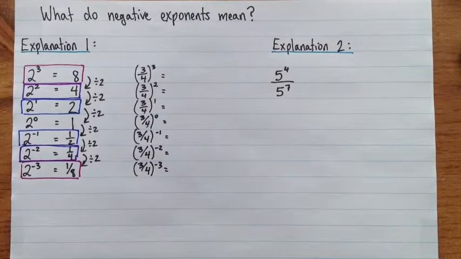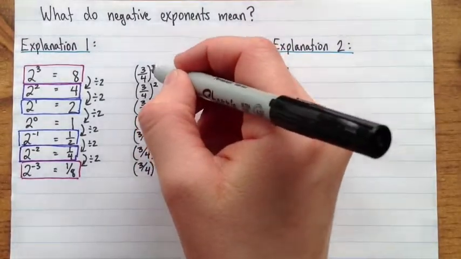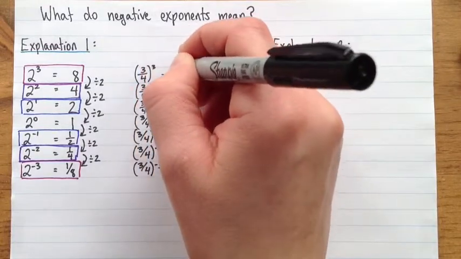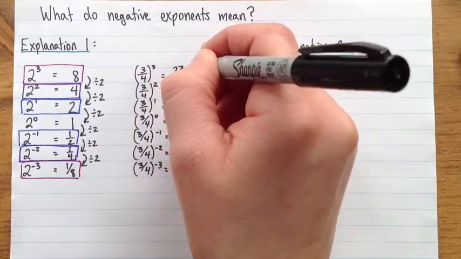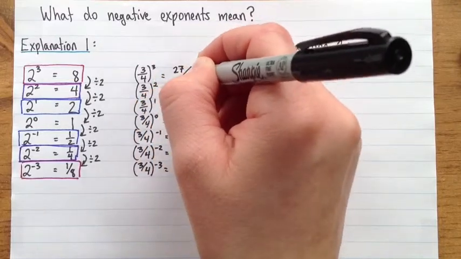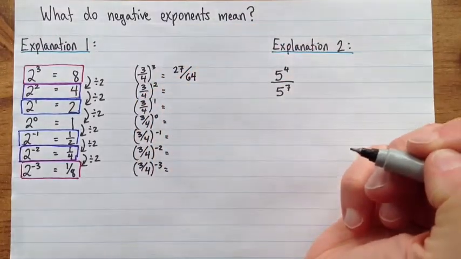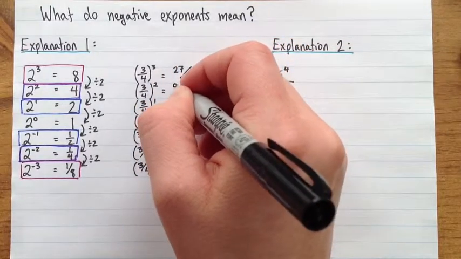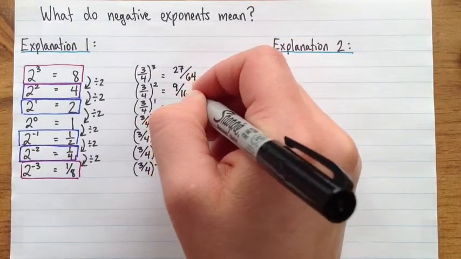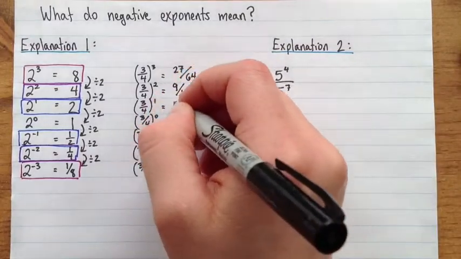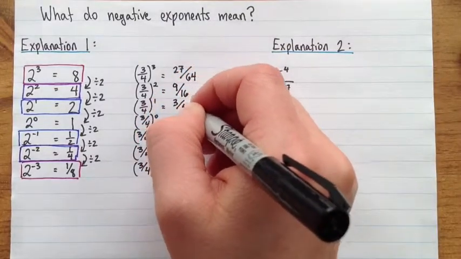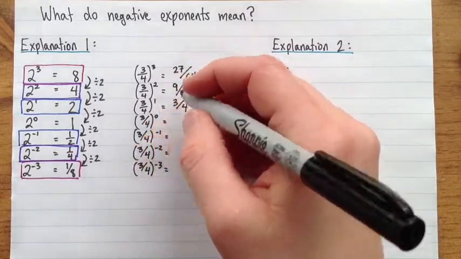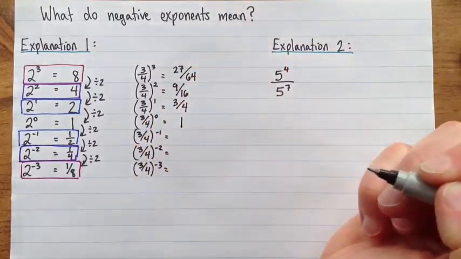Let's look at some more. So we had 3 over 4 to the exponent 3. So it's 3 cubed is 27, and 4 cubed is 64. Okay, and 3/4 squared is going to be 9 over 16. 3/4 to the exponent 1 is 3/4. And then anything other than 0 to the exponent 0 is 1.